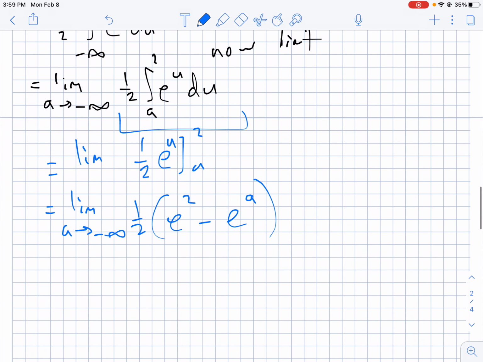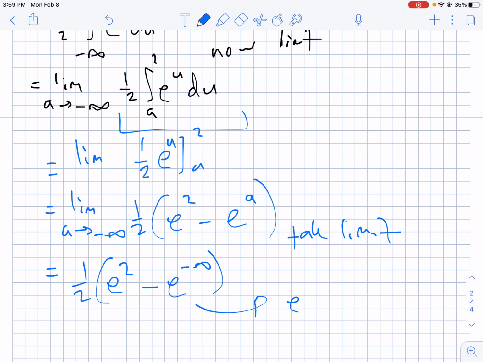Okay. So I did the integral, I plugged in the bounds. Now my very last step is I want to take the limit. So as I do this, I'm going to get 1/2 times e squared minus e to the negative infinity. And as you might recall, e to the negative infinity is 1 over e to the infinity, which is 1 over infinity, which is 0.